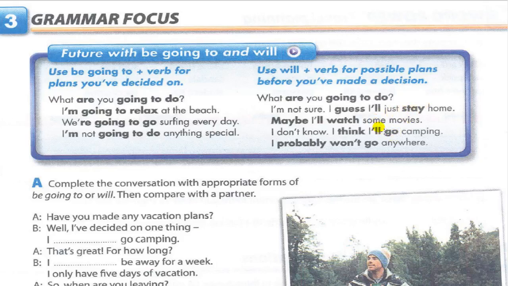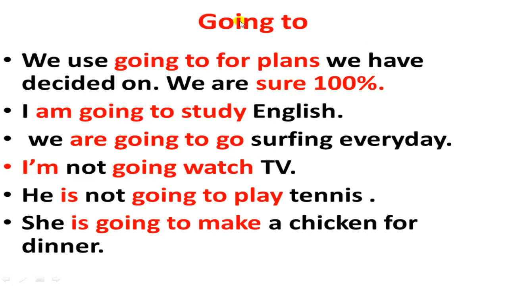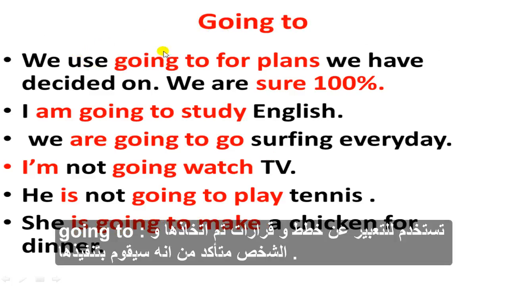Let's check this PowerPoint presentation. Future with be going to and will. Be going to, gonna and will. We use going to or gonna for plans we have decided on. We're 100% sure. So going to, sure.